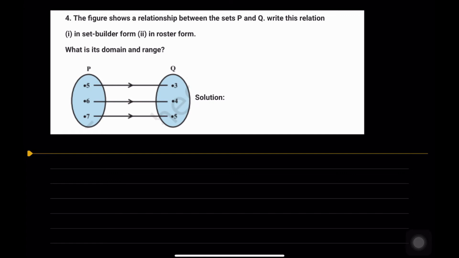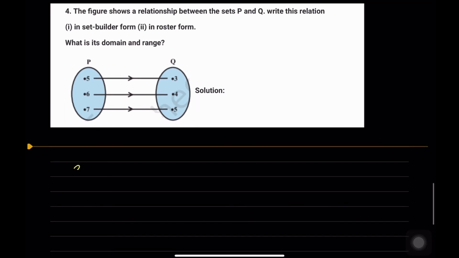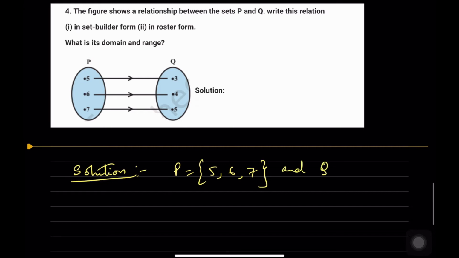Next problem. The figure shows a relationship between the sets P and Q. Write this relation in set builder form and in roster form. What is its domain and range? So you can see over here what the solution is. We'll write down the solution. What does P contain? P is equal to the set of elements 5, 6, 7, and Q contains the elements 3, 4 and 5.